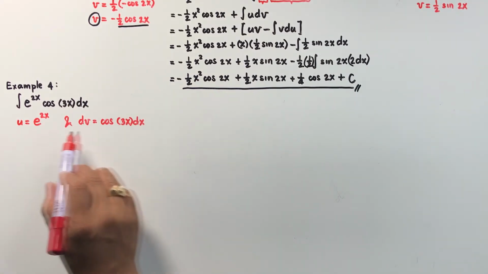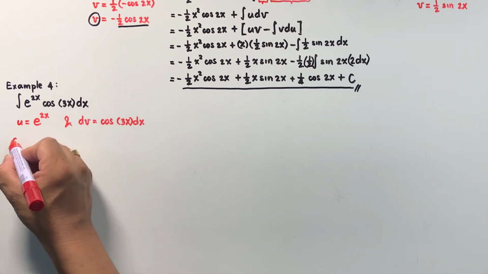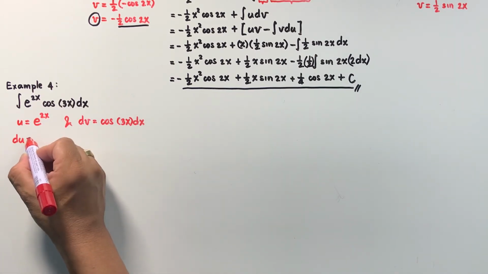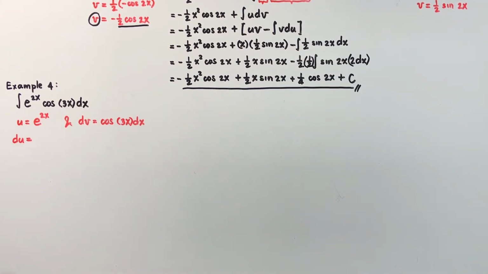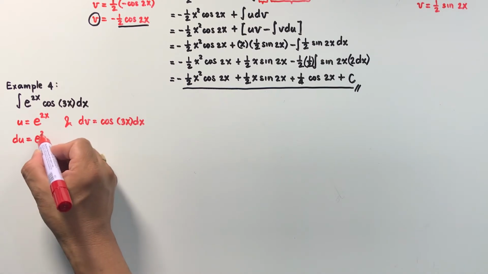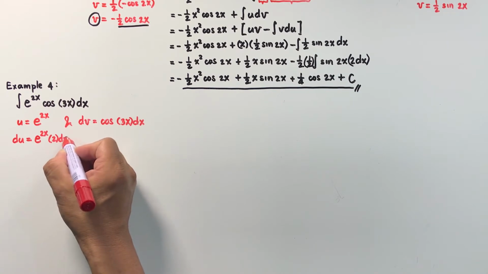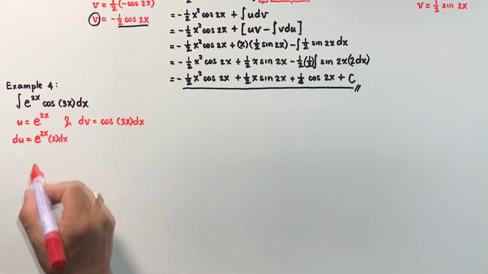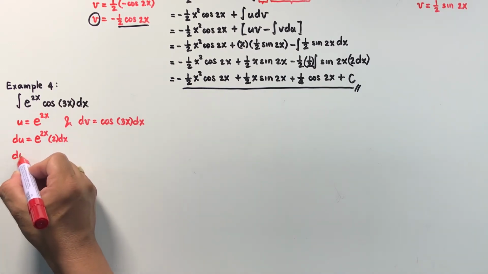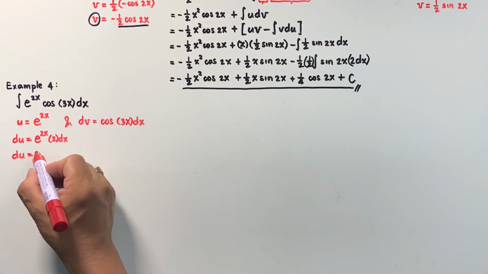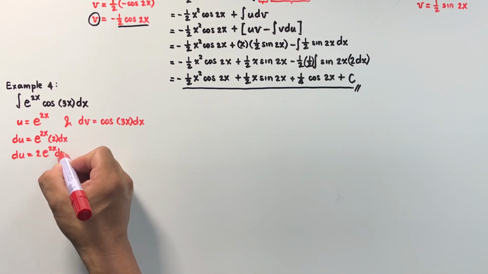And how do we know that these are the correct u and dv? If we can easily differentiate our u. And we know that the differential of e to the power 2x is e to the power 2x times 2 dx, because the derivative of 2x is 2 by the chain rule. So we have our du, which is equal to 2 e to the power 2x dx here.